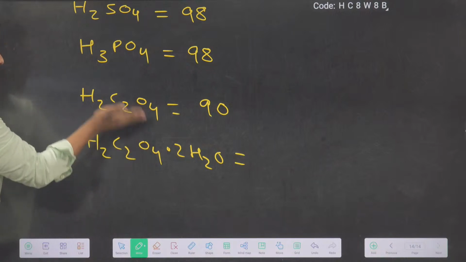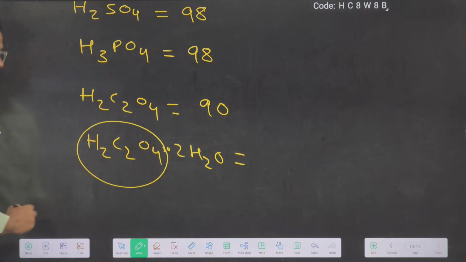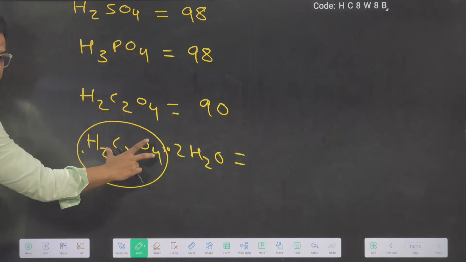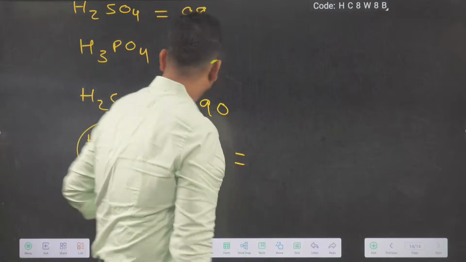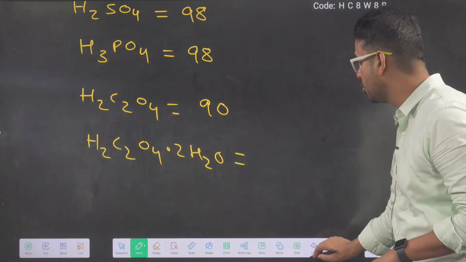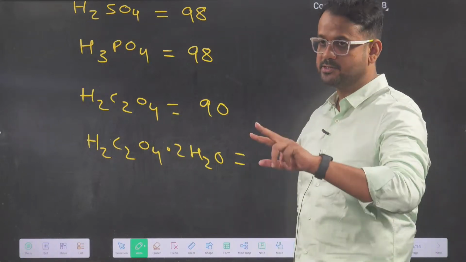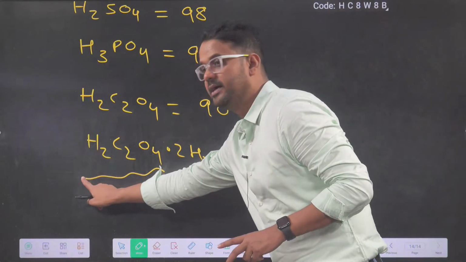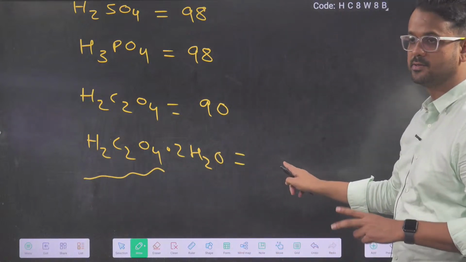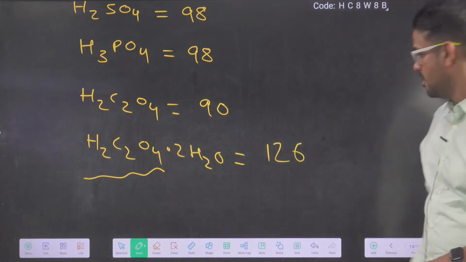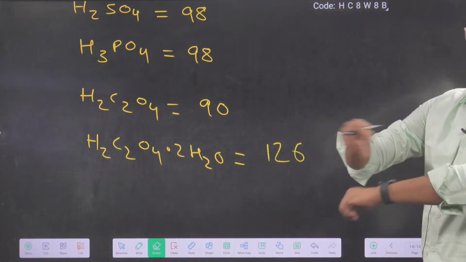In the part before this, you calculated for this much. How much did it come? 90. Water of crystallization, also called water of hydration. Water is 18, you have calculated that earlier. So 2 water is 36. This much is 90, 2 water 36. 90 plus 36 equals 126 is your answer.